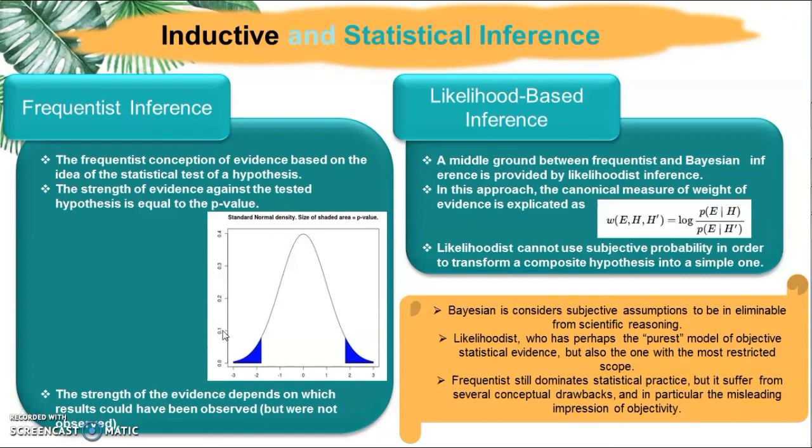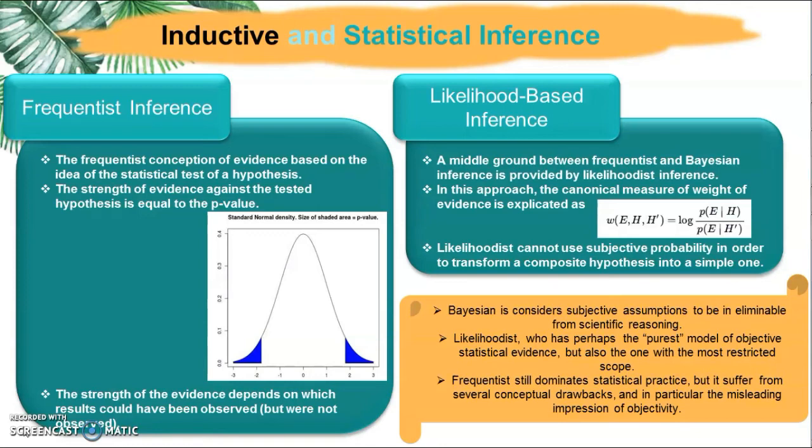Based on this figure, a p-value smaller than 0.05 is classified as significant evidence, while a p-value smaller than 0.01 is called very significant evidence. The p-value is represented as the shaded area under the probability density of the tested hypothesis. The strength of the evidence depends on which results could have been observed, but were not observed.